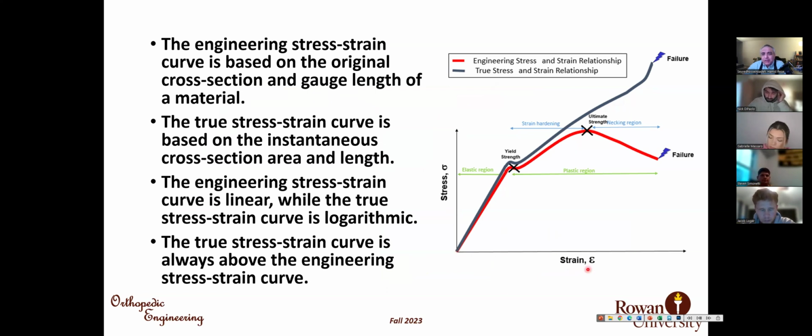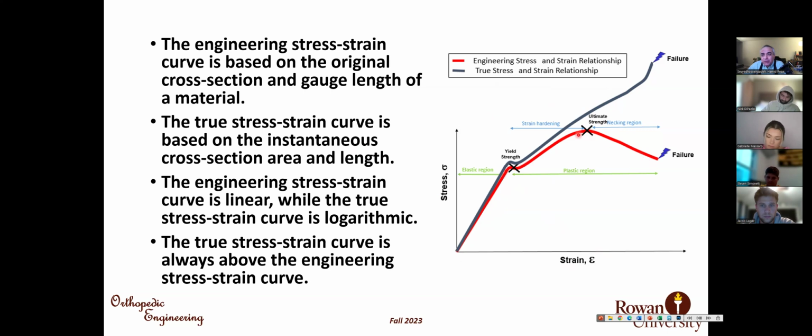The stress strain curve that you usually see is like the red one here. Actually, this is the engineering stress strain curve. The calculation of stress and strain is different in true stress strain. And the difference is in calculating the strain.